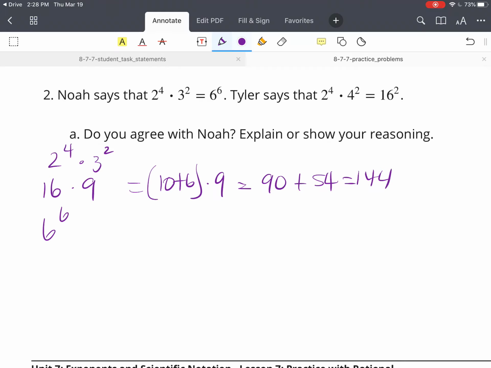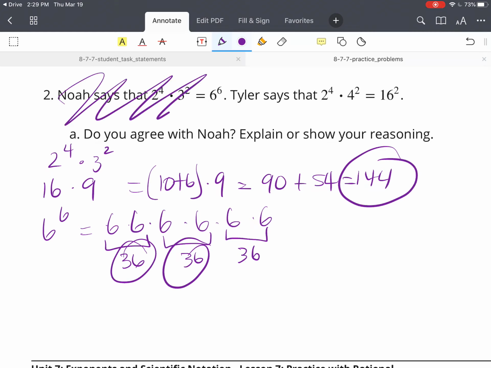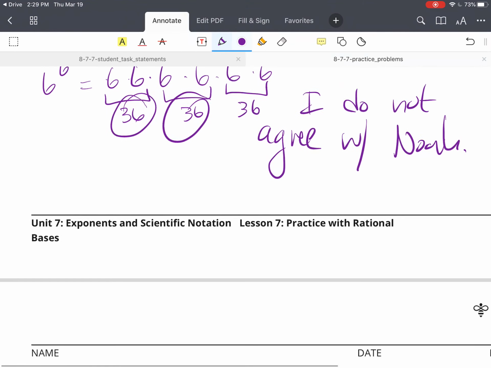6 to the 6th. Well, that's going to be 6 times 6 times 6 times 6 times 6 times 6. This is 36, that's 36, and that's 36. Already, 36 times 36 is hella bigger than 144. So I know this is wrong. I do not agree with Noah.